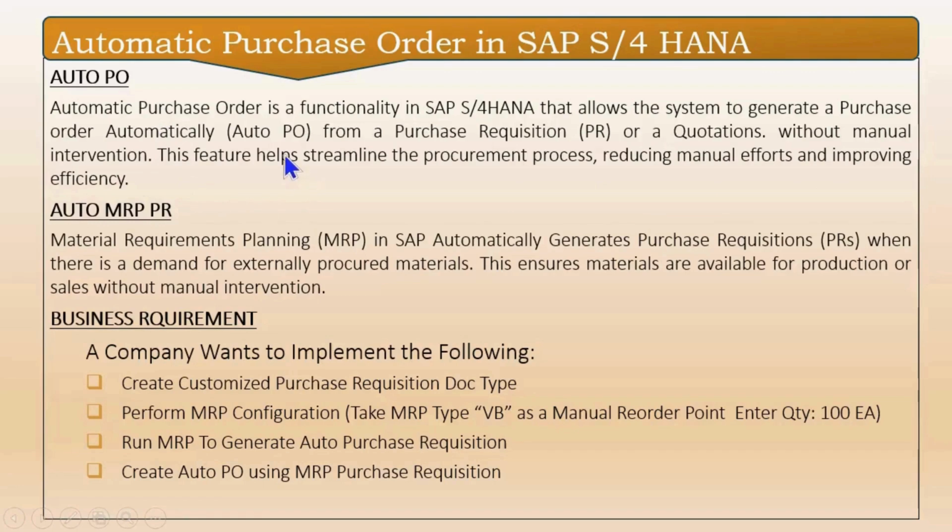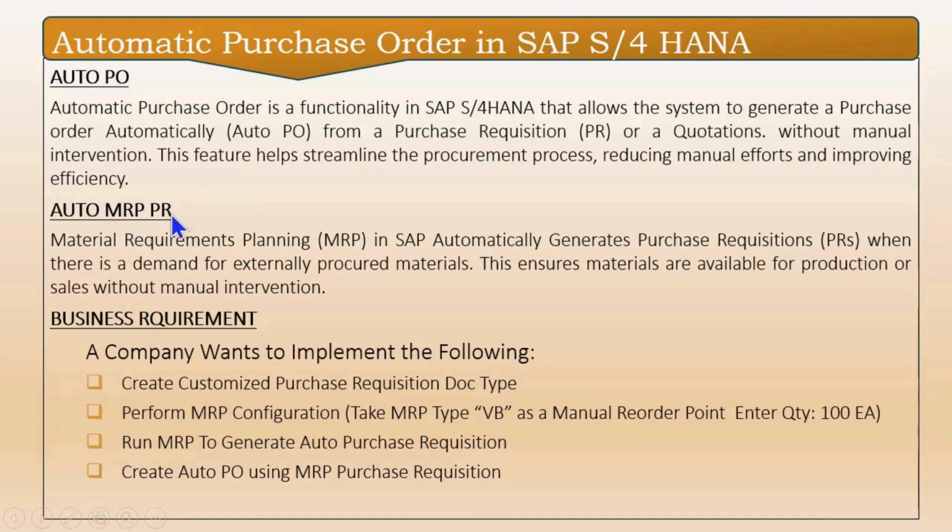Users remember, auto PO is applied only if you have bulk orders in a mass, if you have mass purchase requisition, if you have mass quotations. So then only the auto PO is feasible. So if you are applying for one or two purchase orders, this is not an ideal requirement. If you have bulk purchase order, then only it's an ideal requirement and it's feasible to implement auto PO.